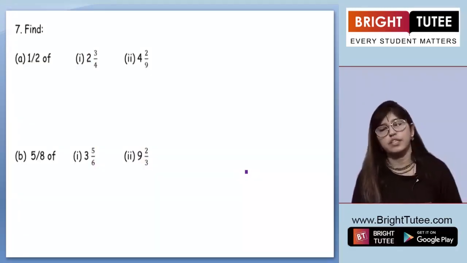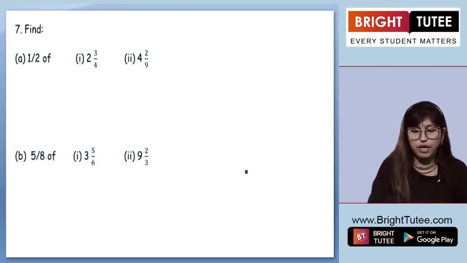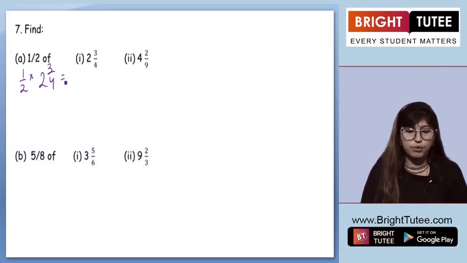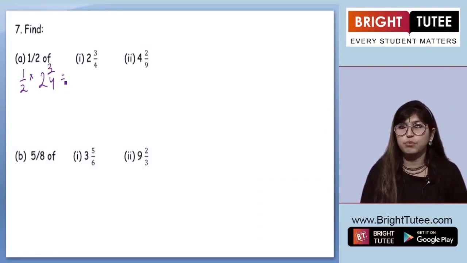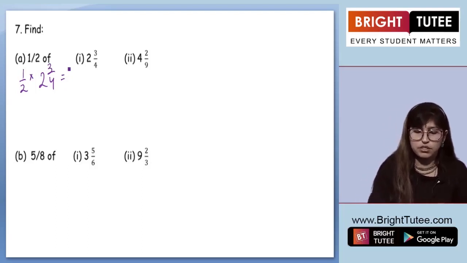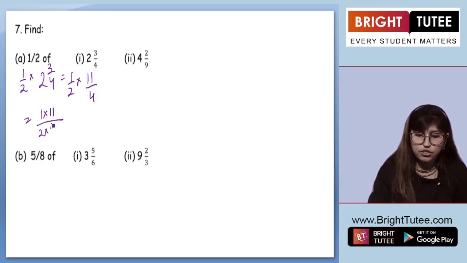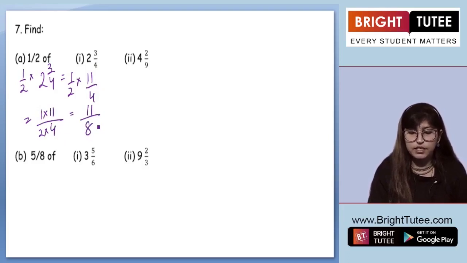Now let's move on to the seventh part. Over here we need to multiply half of 2 3 by 4 by 4. So we'll be converting that mixed fraction to an improper fraction and then we'll multiply as we did in earlier questions. So half times 4 to the 8 plus 3 is 11 by 4. We cannot cancel them out, so we'll be multiplying the numerators and the denominators. So we'll be getting 11 by 8.